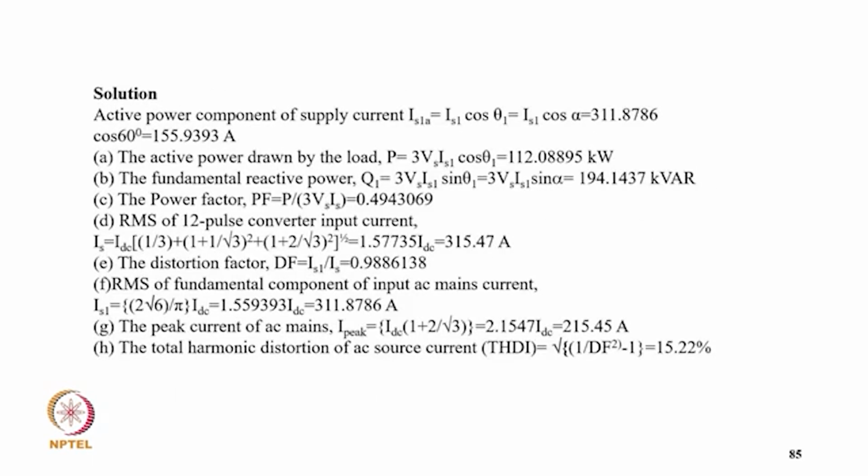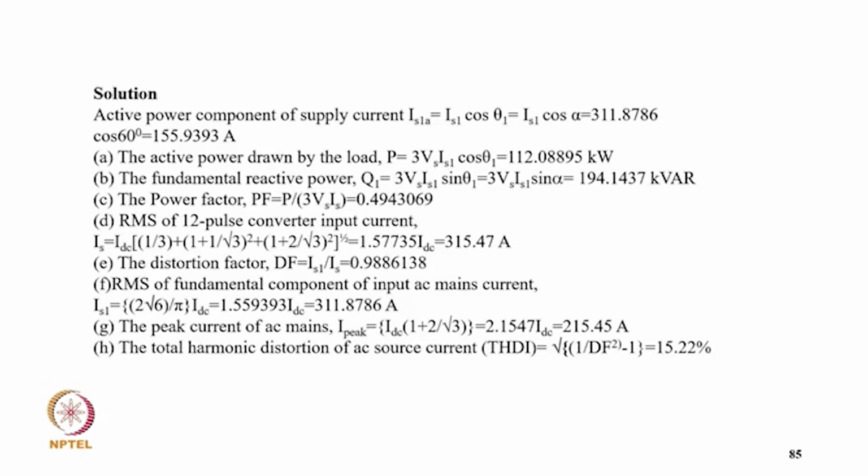So coming to the active power component of supply current, IS1A, that is IS1 cos theta 1, that is IS1 cos alpha, that is 311.8786 into cos 60, that is 155.93. The active power drawn by load is P equal to 3V IS1 cos theta 1, so that is 112.08895 kilowatt.